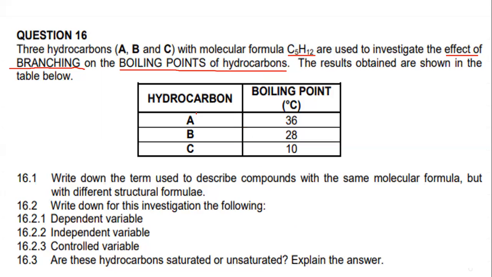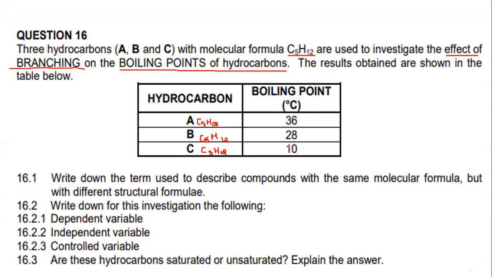Again, they told us that this molecule is a C5H12. B is also a C5H12. Molecule C is also a C5H12. Now, these three hydrocarbons, I can see that they have the same molecular formula because they're all C5H12. That is what they told us there.